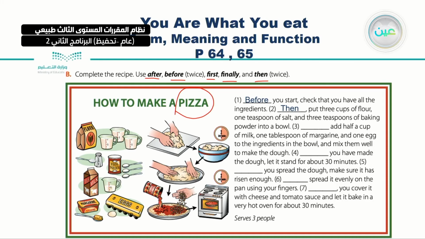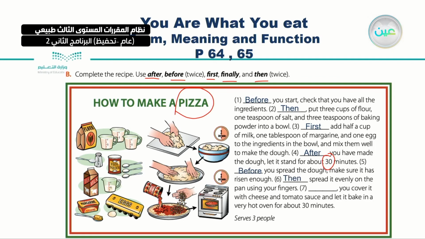Add half a cup of milk. You have to add half a cup of milk. Where? 1 tablespoon of margarine and 1 egg to the ingredients in the bowl. So you have to put it also in the bowl and mix them well to make the dough. Then number 4. Here we said first, then after you have made the dough, let it stand for about how many minutes do we have? 30 minutes.